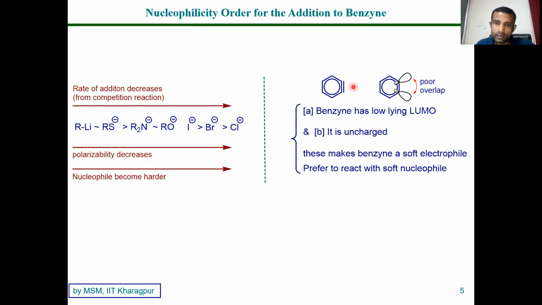Actually, benzyne is an electrophile. It's a soft electrophile. It has a low-lying LUMO and also is uncharged. This makes benzyne a soft electrophile. Soft electrophiles react with more polarizable and soft nucleophiles.